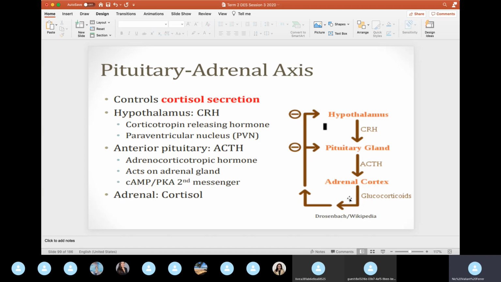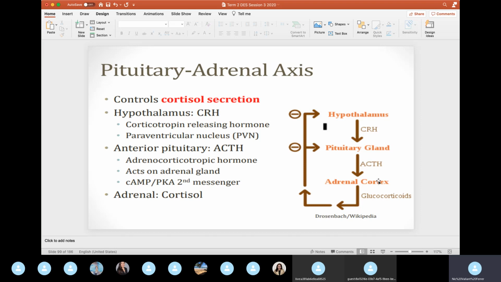And it stimulates your adrenal gland to secrete what? Glucocorticoids. If I have more glucocorticoids, what happens? Negative feedback. Always think about negative feedback. To where? To the pituitary gland, to decrease production of ACTH. And to the hypothalamus, to decrease production of your CRH.